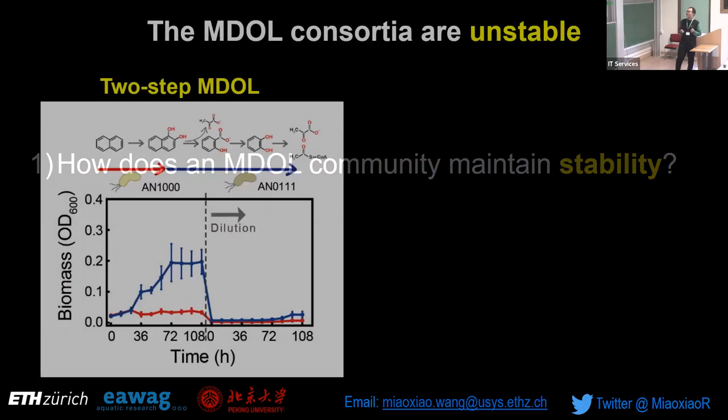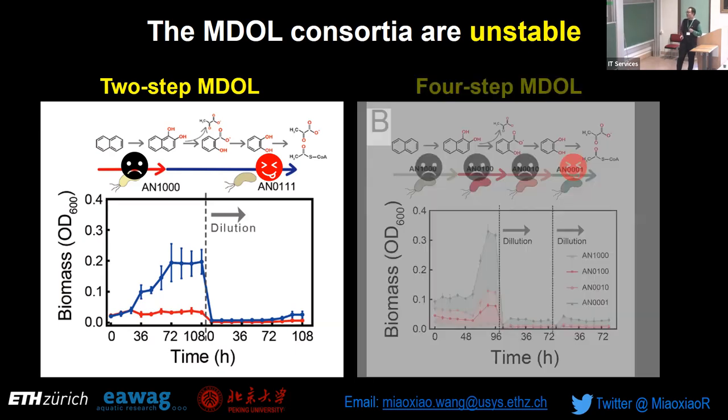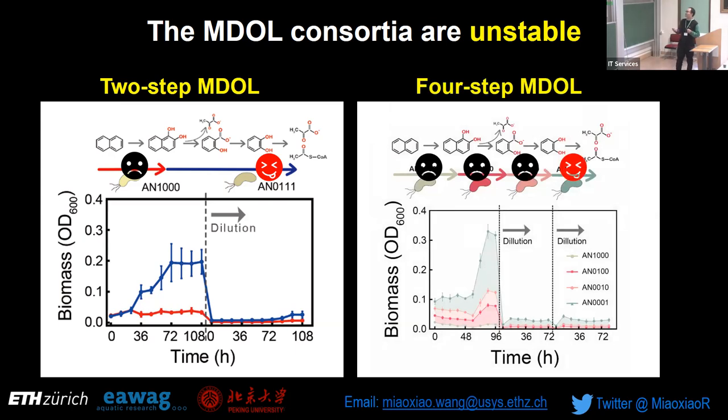But the story is very sad. They are not happy, actually. In fact, one guy is very happy, and another guy is really sad. If we capture the dynamics, we can see that the second guy grows much faster than the first guy. Then if we do a dilution and try to regrow them, we find they cannot grow again. The same is also found in the four-step MDL community: the guy who performs the last step grows much faster than the others. So the community is actually unstable.